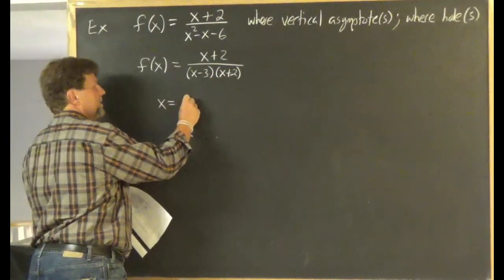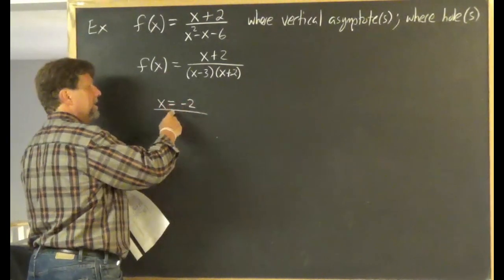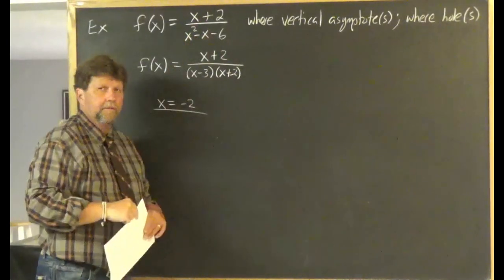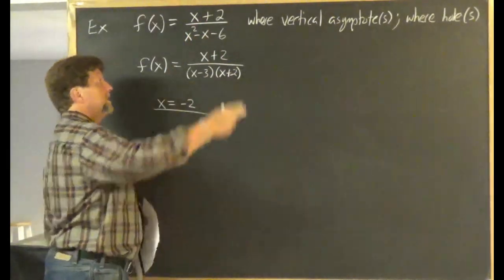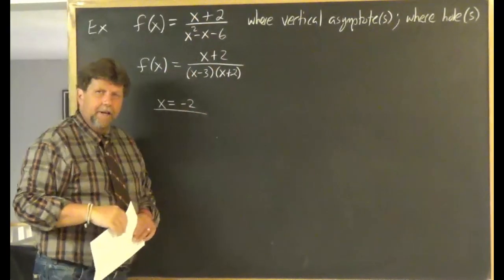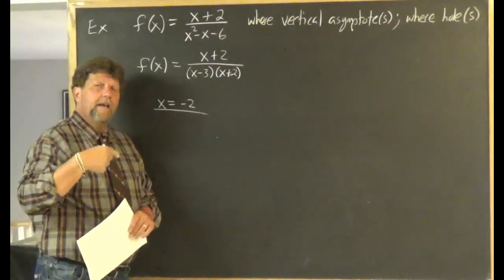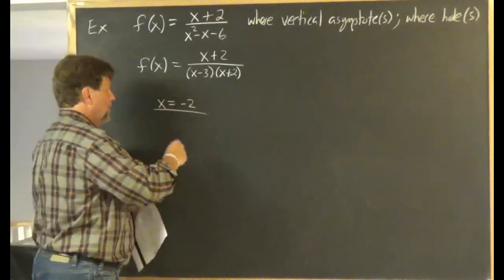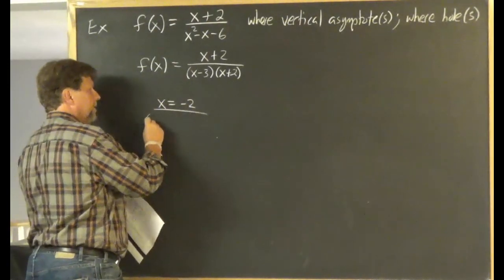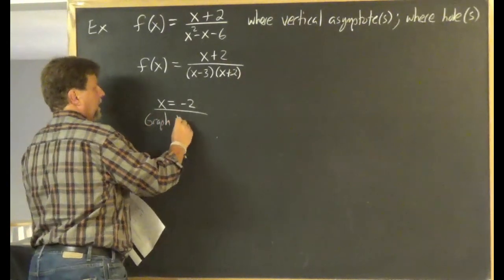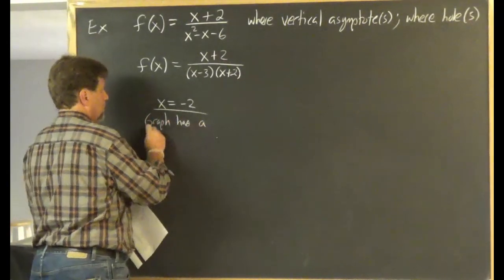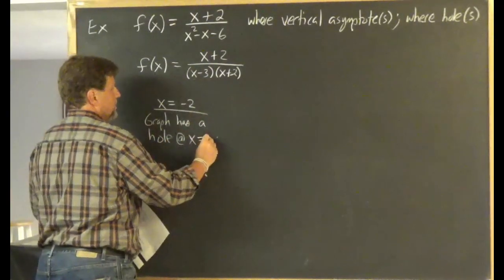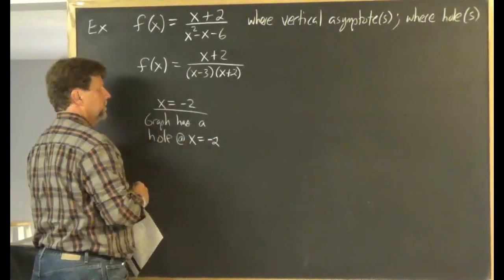So x equals negative 2. X equals negative 2 makes the denominator 0. It makes the numerator 0. Because it's a value of x that makes the denominator 0 and the numerator 0, we know the graph has a hole at x equals negative 2.